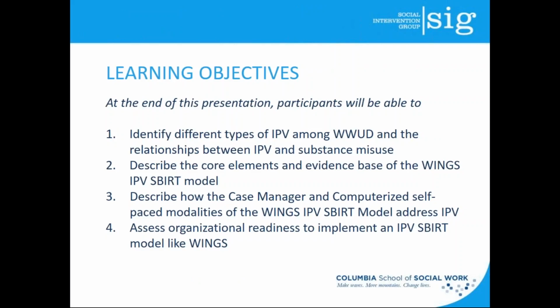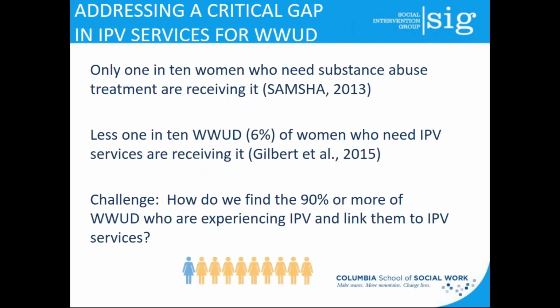So by the end of this presentation, I hope you will all be able to identify the different types of intimate partner violence among women who use drugs and relationships between IPV and substance misuse, describe the core elements and evidence base of the WINGS model, describe how the different modalities of the WINGS SBIRT model address IPV, and assess the organizational readiness to implement WINGS.